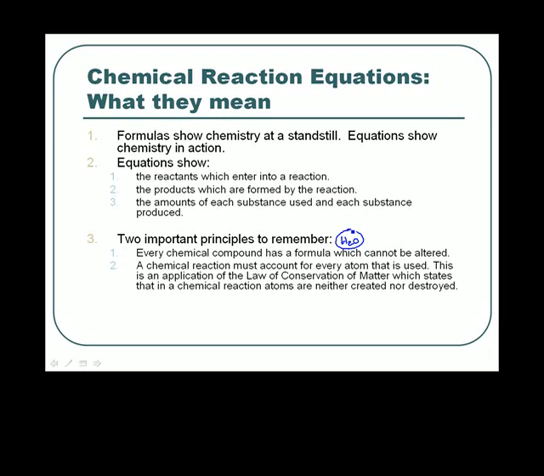We have to make sure that every atom that is produced has to be accounted for from our reactants. So this is the basis, or this is how we apply the law of conservation of matter, which states that in a chemical reaction, atoms can't be created or destroyed.